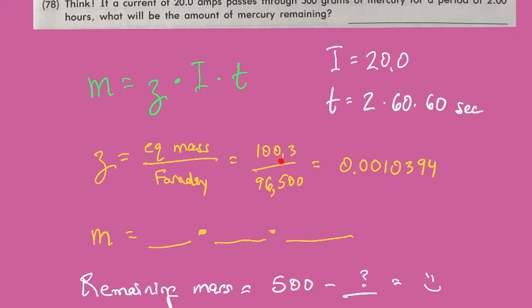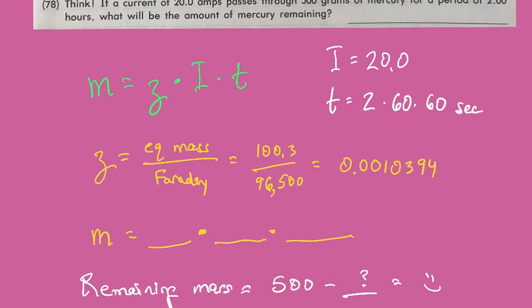So now when you divide this by this, we get this long decimal number. We're going to keep it long like that and plug it in over here for Z. So we have Z, we have I, and then once you have the time, multiply them together. But that's not our final answer. That will be this number, the amount of mass liberated.